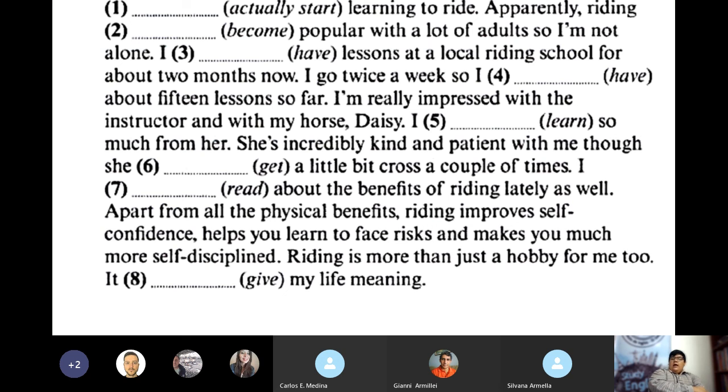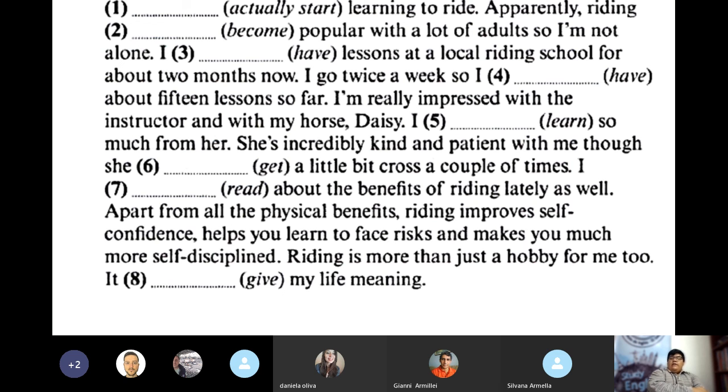Number 7. I have been reading about the benefits of writing lately as well. Have been reading, okay? Have been reading about the benefits of writing lately, okay?